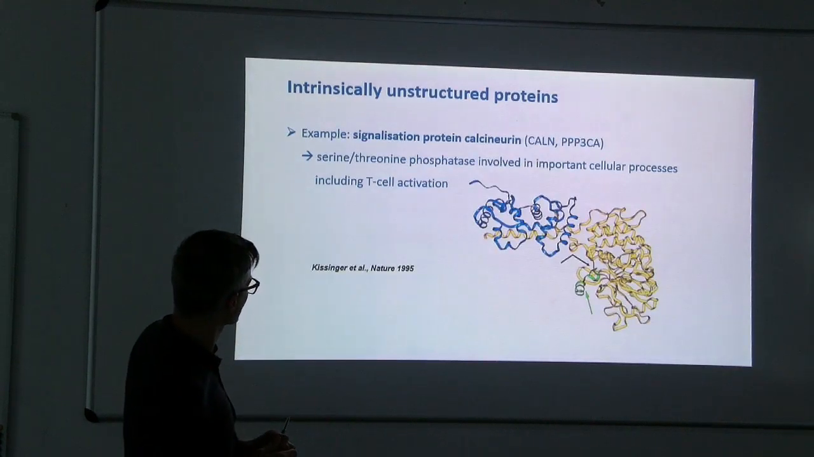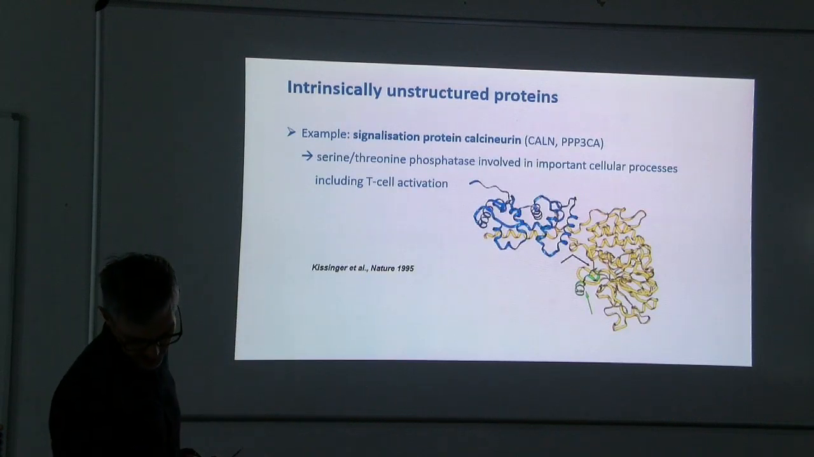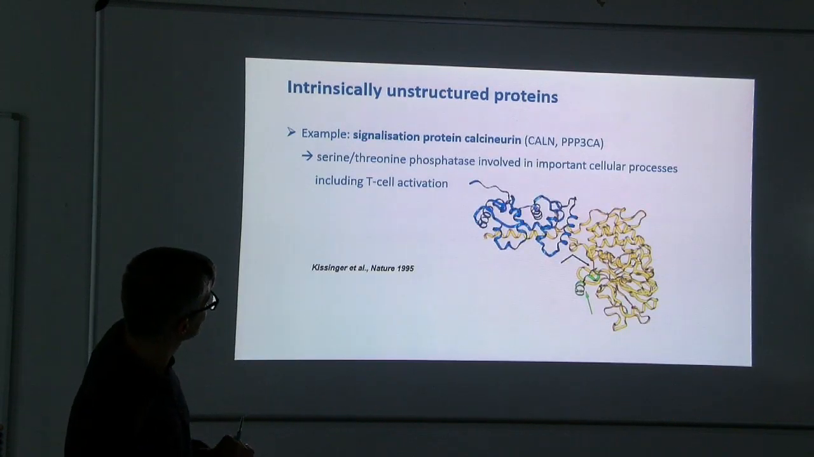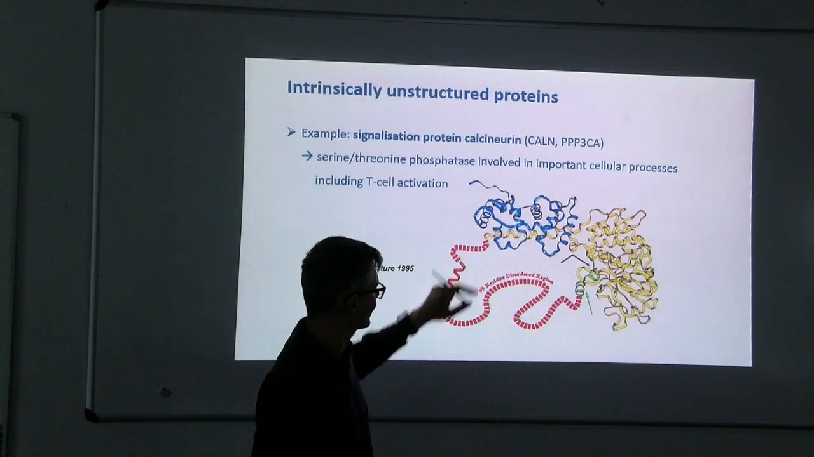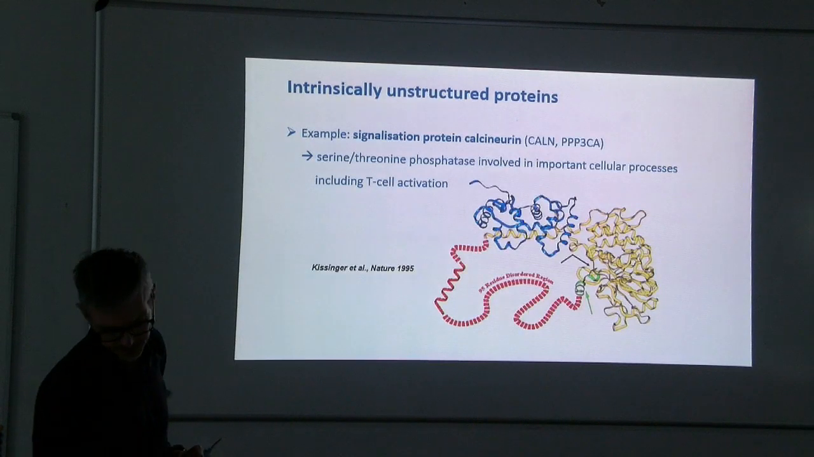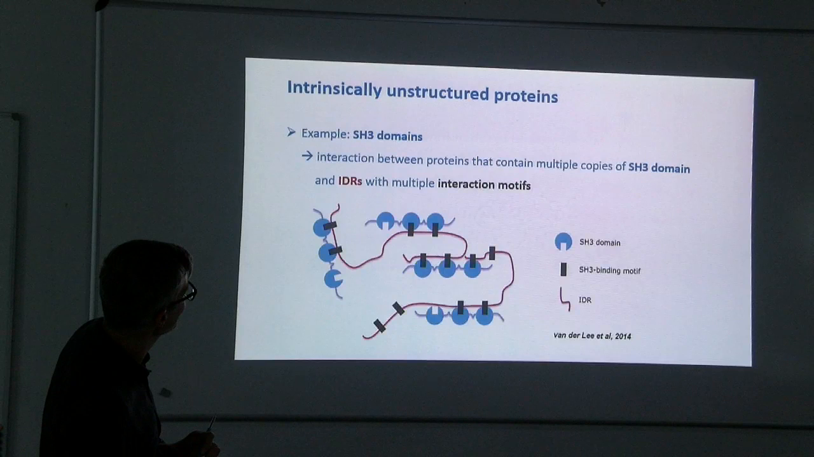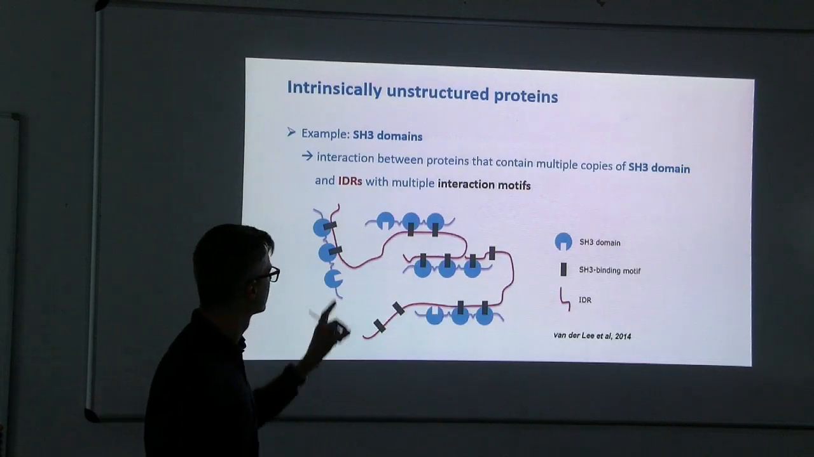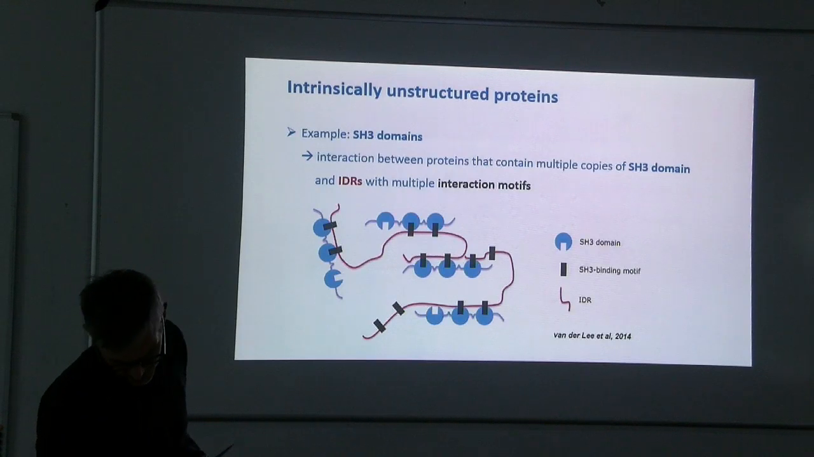So for example, this is already quite some time ago, a Nature paper of 1995. In this case, the signaling protein calcineurin, where you have a very large disordered region of 95 residues. Another example are the SH3 domains, and several proteins can have these kinds of domains.